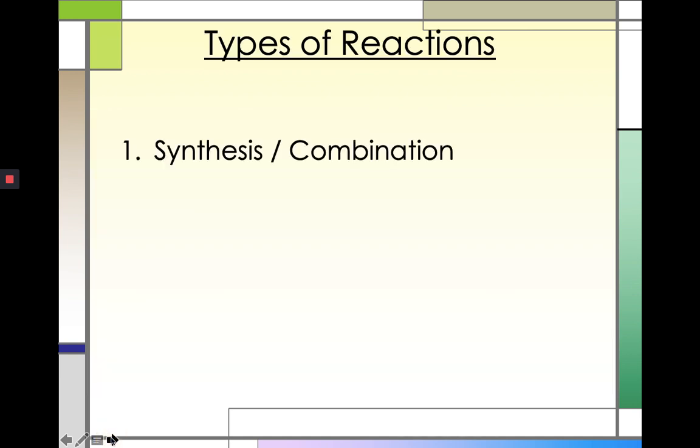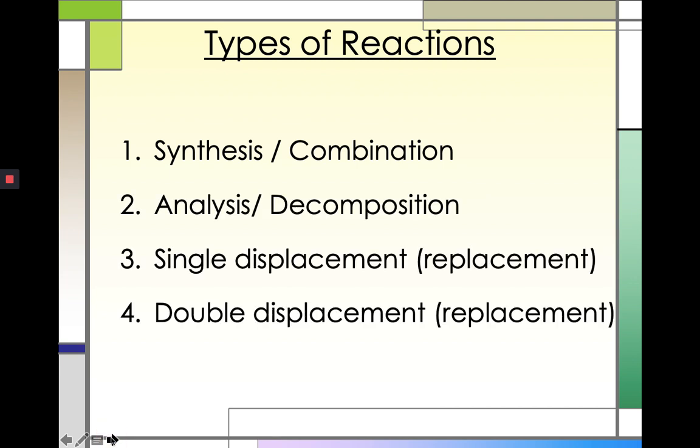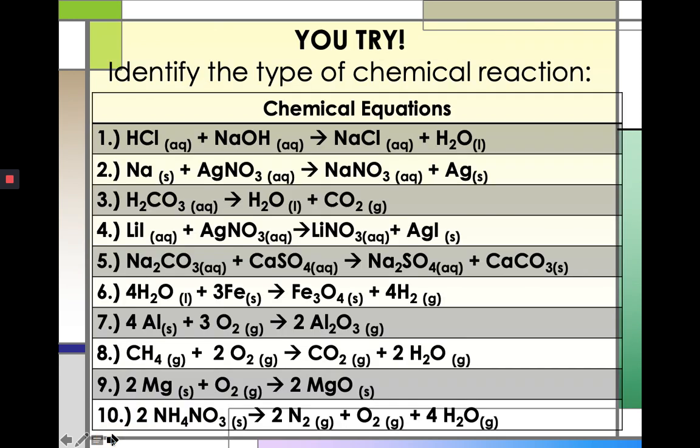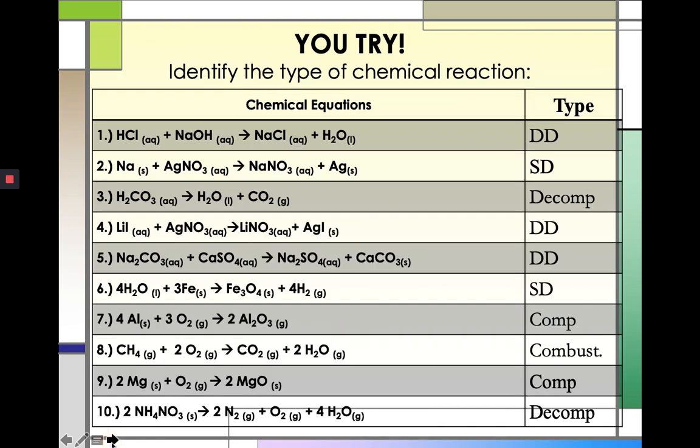So again, there are 5 types of reactions: synthesis, analysis, single displacement, double displacement, and combustion reactions. I'd like you to pause this video and try to identify the type of chemical reaction as a way of practice. And here is the answer key. DD represents double displacement, SD represents single displacement. So you have decomposition, combustion, and composition. I hope you got them all correctly.